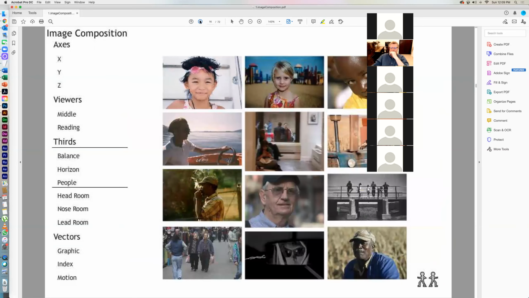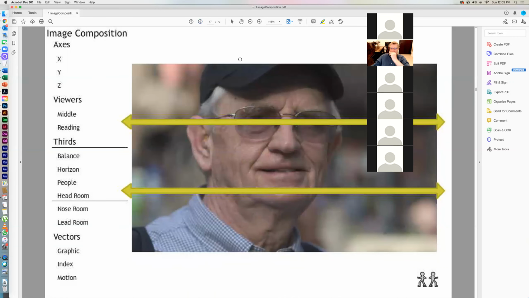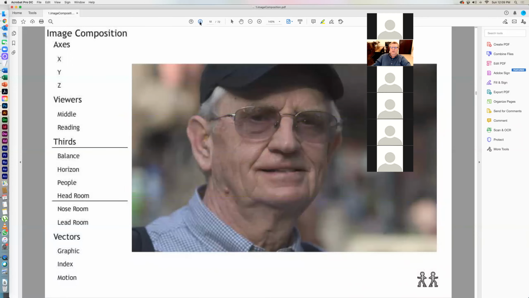Okay, so then we move along. So here's how these thirds impact viewing people. So this guy looks kind of like me, apparently. This is my dad, and mashallah, he is still alive at 92 years old.